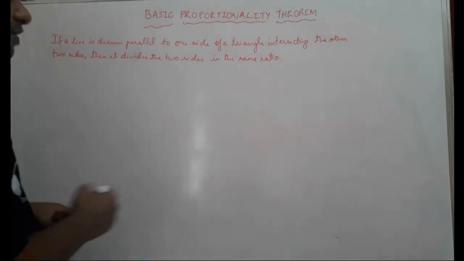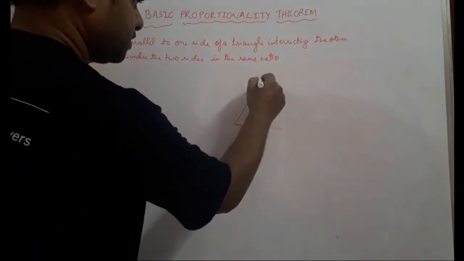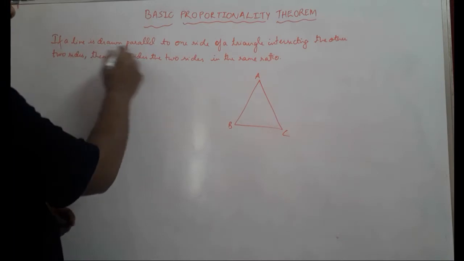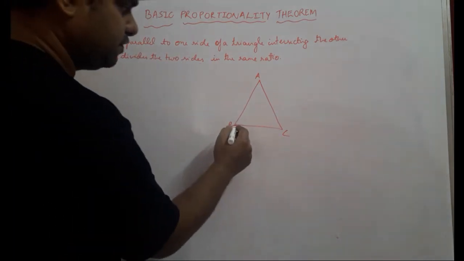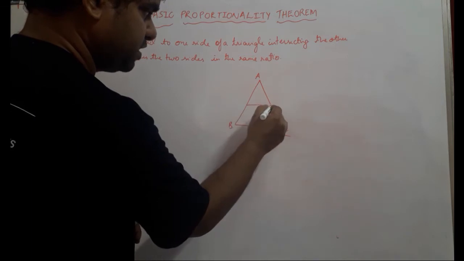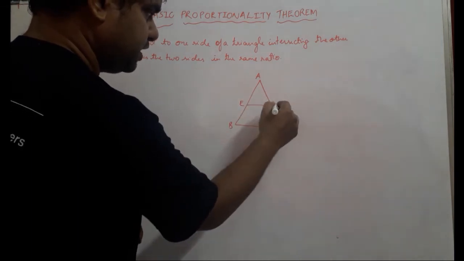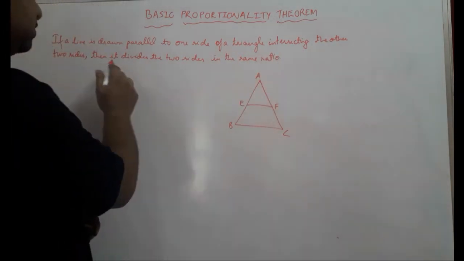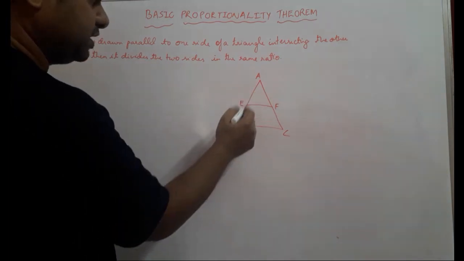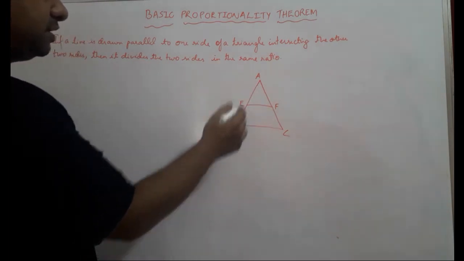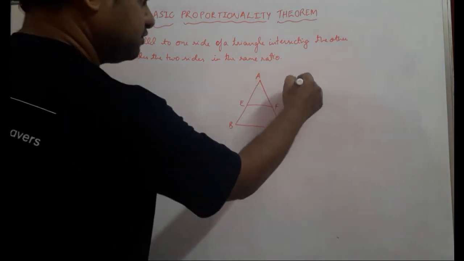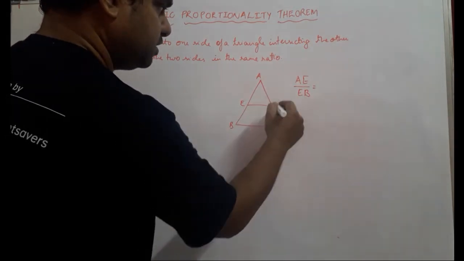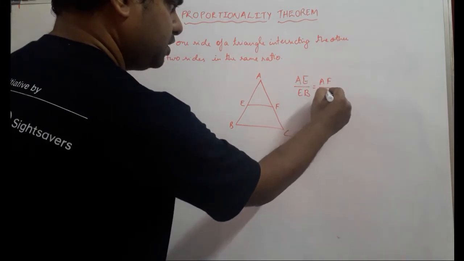So let's assume we have a triangle this way, and we mark this as A, B and C. It says if a line is drawn parallel to one side of a triangle, so if we draw a line parallel to this way, and we mark this as E and F, then it intersects the other two sides and divides them. That means it divides this side and this side in the same ratio, and it will be in this fashion. It will be AE upon EB, which will be equal to AF upon FC.